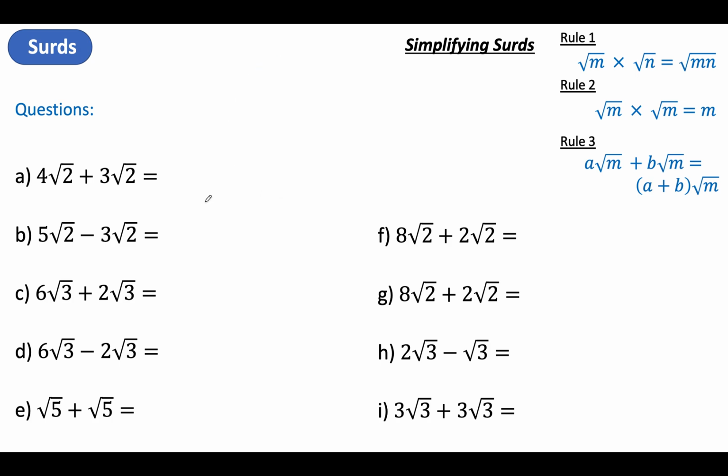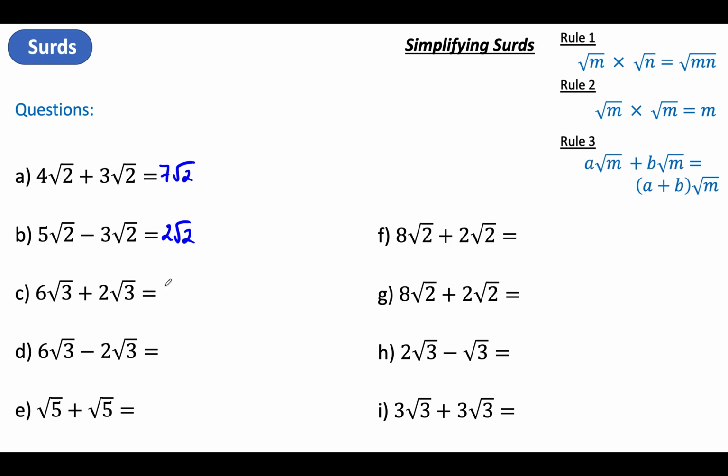We have unpaused, or as I say in France, we have unpaused. So 4 root 2 plus 3 root 2 is 7 root 2. 5 root 2 take away 3 root 2, well 5 take away 3 leaves 2 of them, so we have 2 lots of root 2.